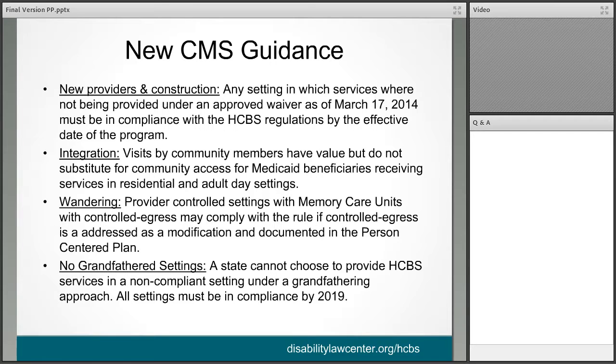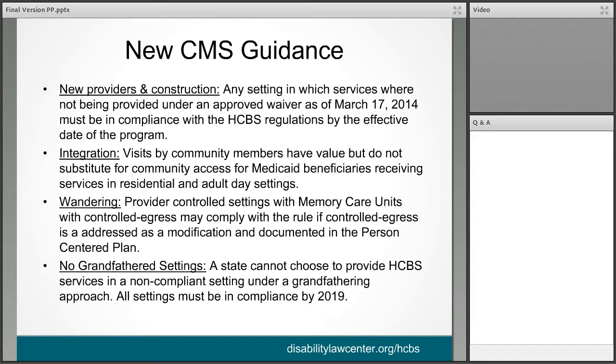And so what this means is that while it's great if a setting has an open door policy, and a setting should have an open door policy that allows the public to come in and interact with people that are receiving services in settings, the emphasis of the settings rule is to get people out into the community. And so it's not sufficient to bring the community into your setting. You must also be supporting individuals to integrate into the actual community.